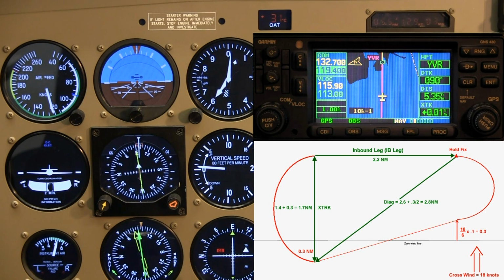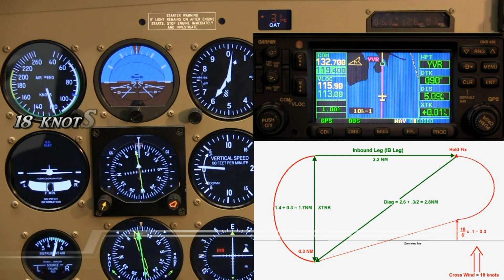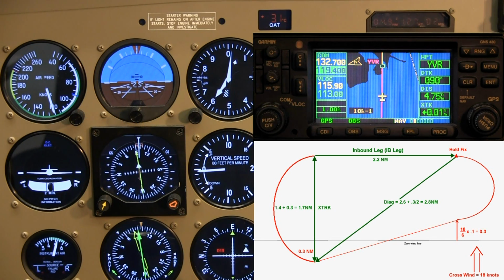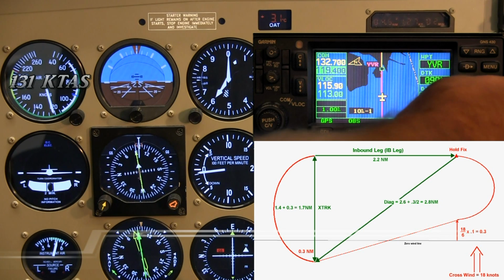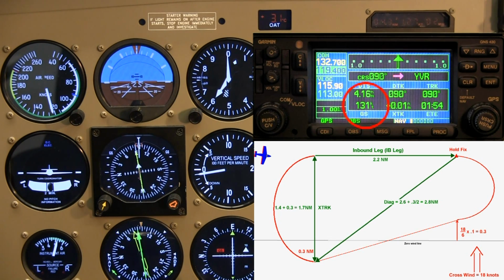Okay, here we are, inbound to the Vancouver VOR on the 270 degree radial. Cleared to hold west on the 270 degree radial. The wind is from 180 degrees at 18 knots. So this situation exactly conforms to what we have just discussed. I have slowed to 120 knots indicated. Remember, the true airspeed is 131 as always. Ground speed check, 131 knots.